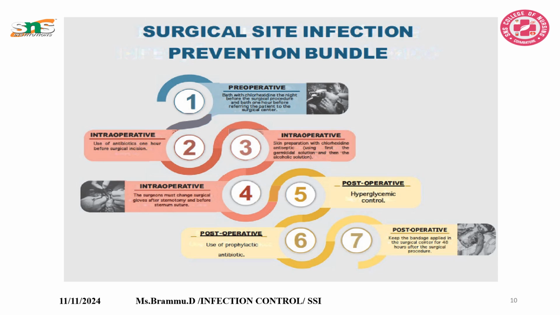So the surgical prevention bundle is from 1 to 7 steps, starting from preoperative, intraoperative, and postoperative. In preoperative, prior to surgery, we plan how we are going to clean the skin, and in case of colorectal cancers, how we are going to empty the bowel, fasting overnight, and whether any antimicrobial enemas are used. All that we'll be planning in preoperative.